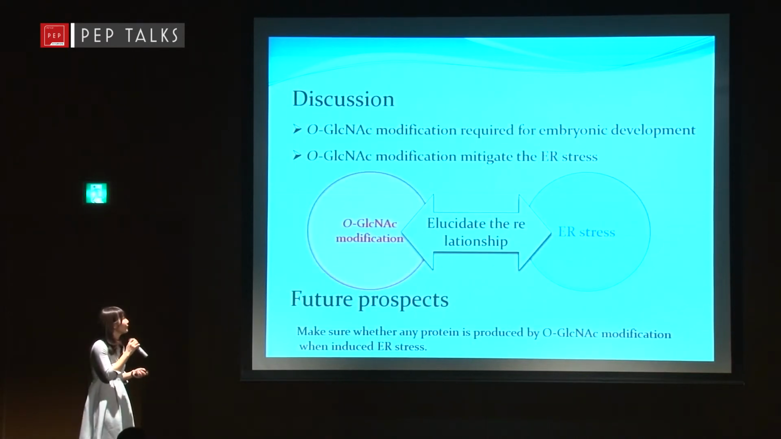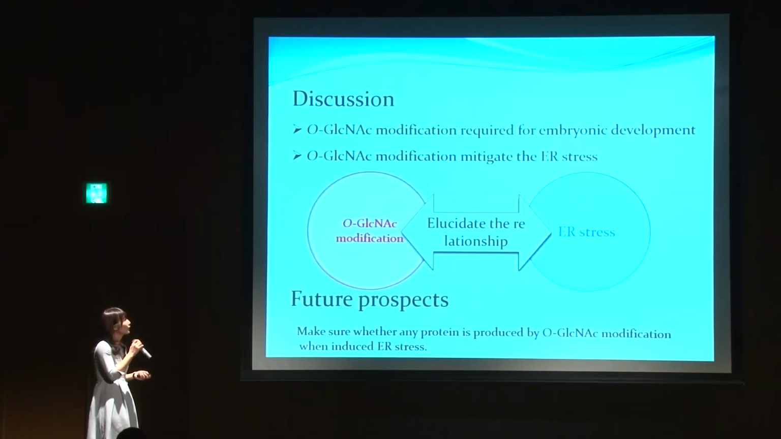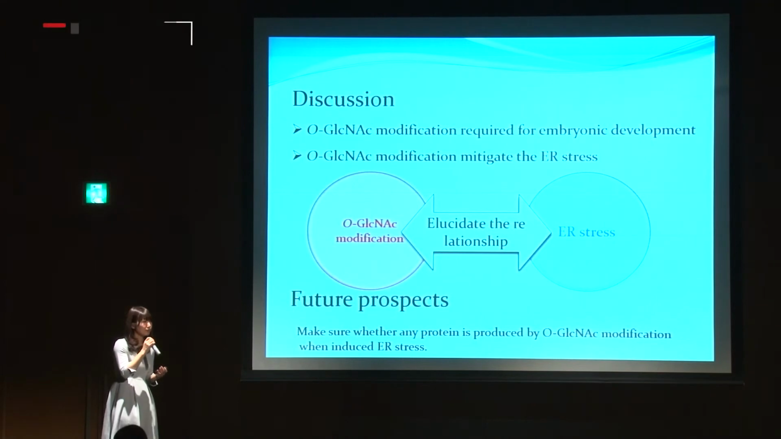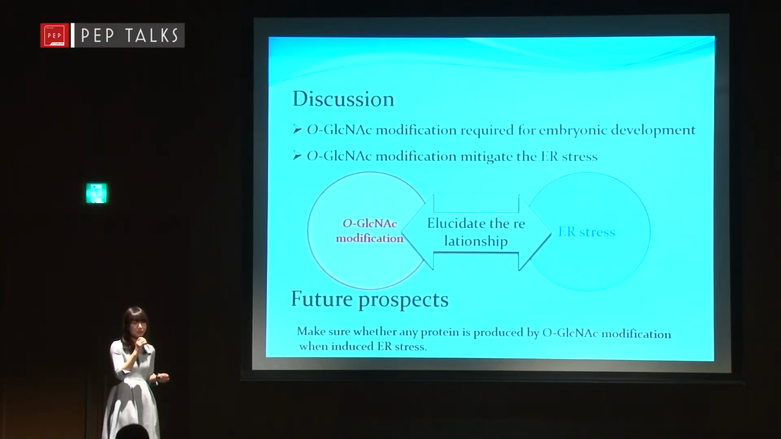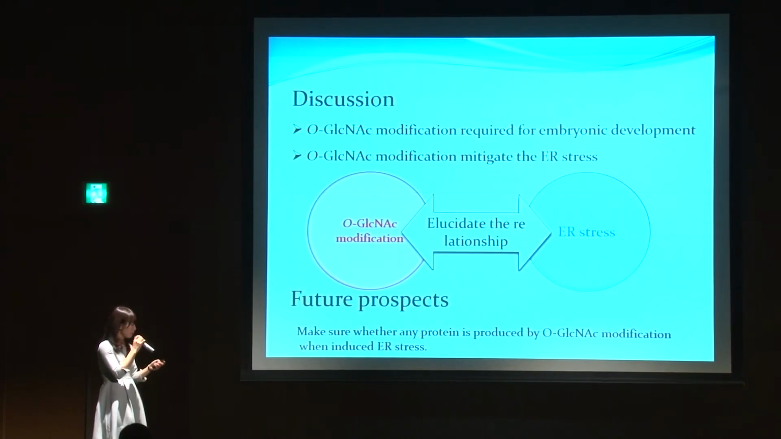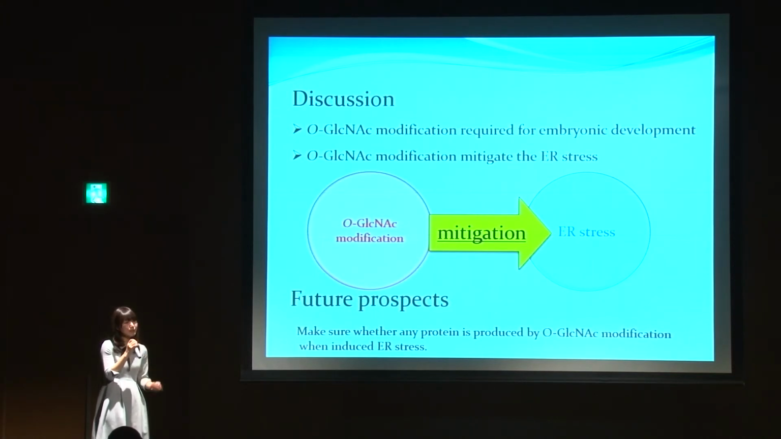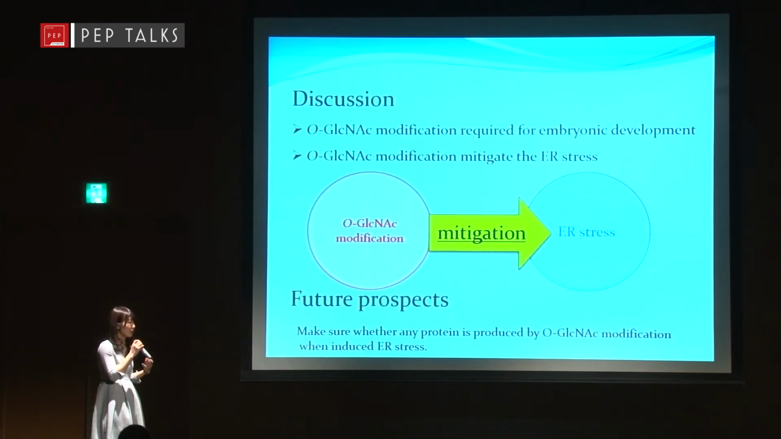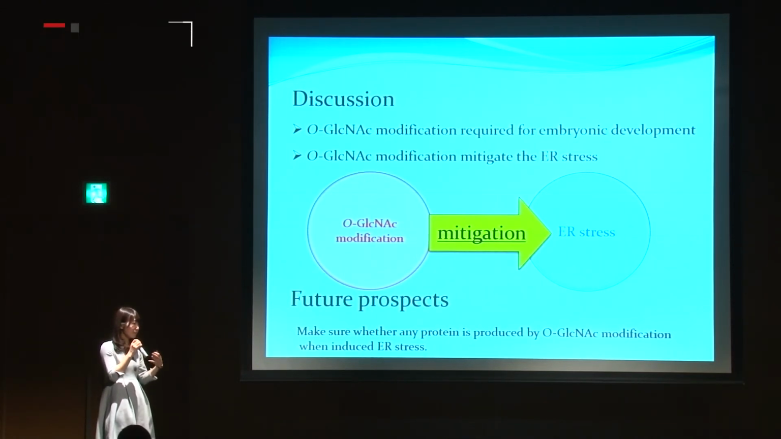From this experiment, I consider that O-GlcNAc modification is required for embryonic development in addition to providing function to protein, and O-GlcNAc modification mitigates the ER stress. However, this conclusion is still at the stage of hypothesis, so a lot of further study is a must.